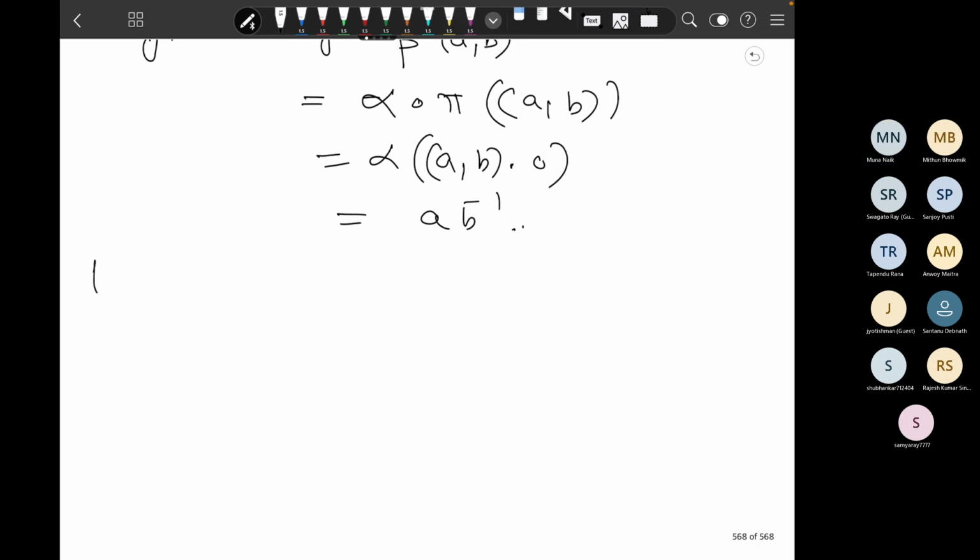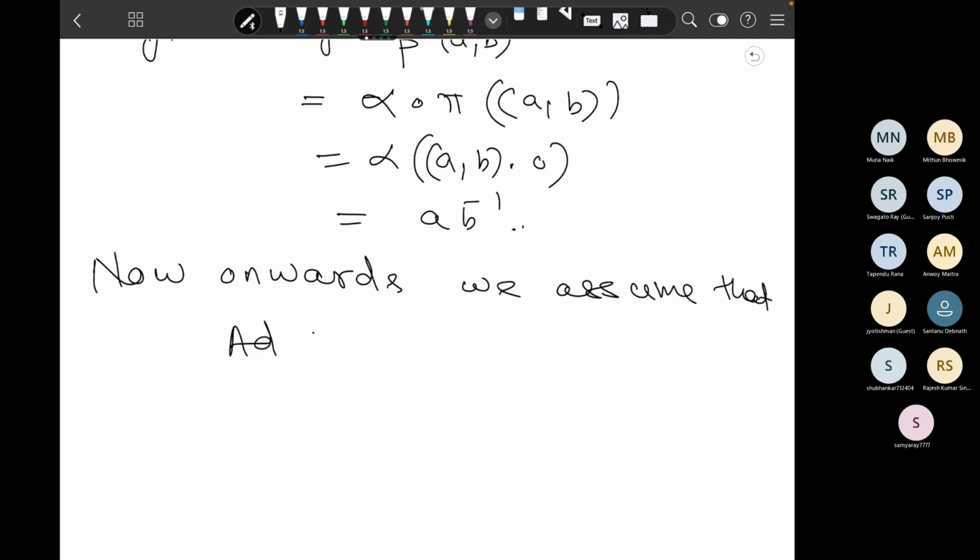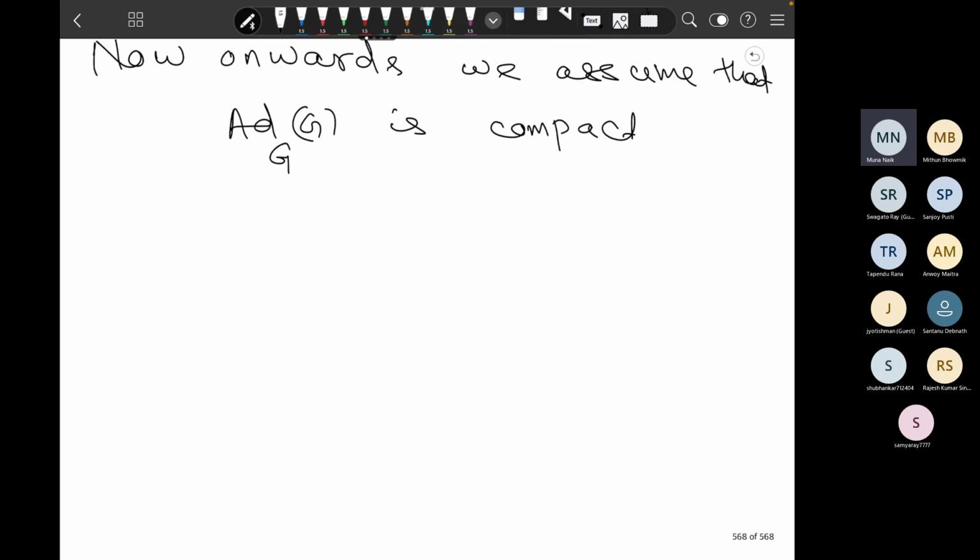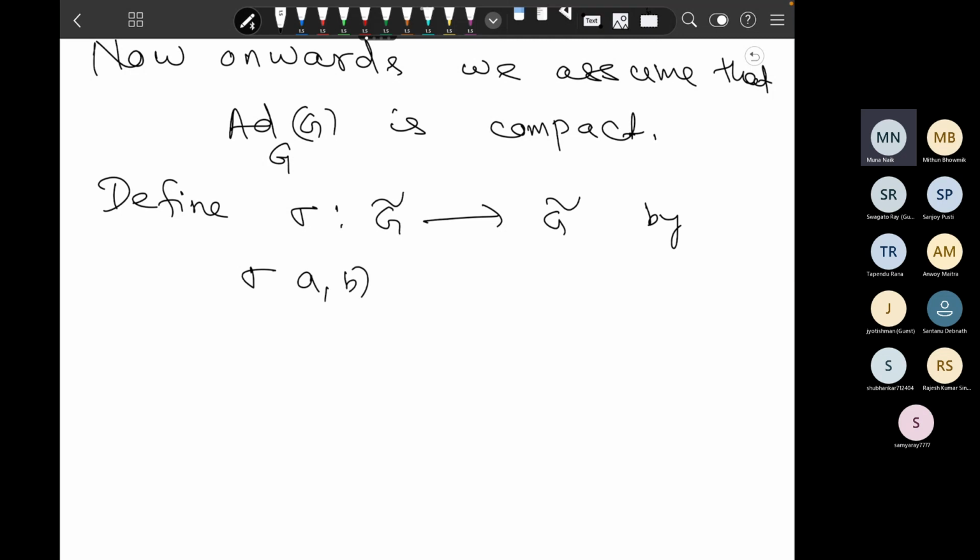Okay, so now onwards we assume that G is compact. I am writing this way because there are several groups. Okay, now I am constructing this map sigma and the Riemannian symmetric space. Define sigma from G tilde to G tilde by sigma of (A, B) is equal to (B, A).